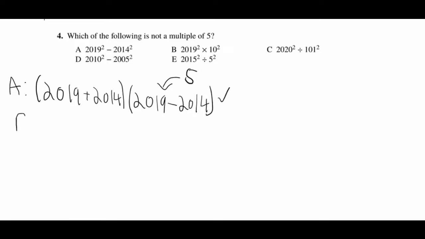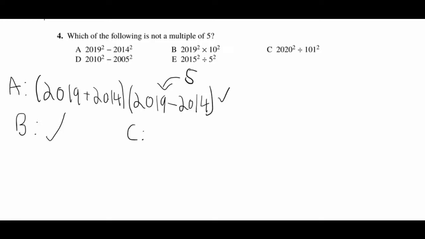Now let's look at B. Well, B is equal to 2019 squared times 10 squared. Clearly this will be a multiple of 5 because we are multiplying 2019 squared by 100, and 100 is a multiple of 5. So B is a multiple of 5. Now let's look at C.